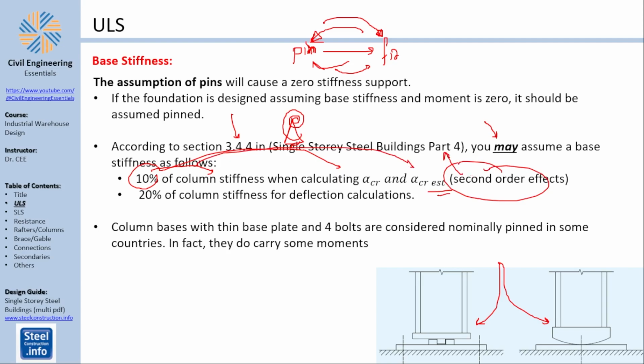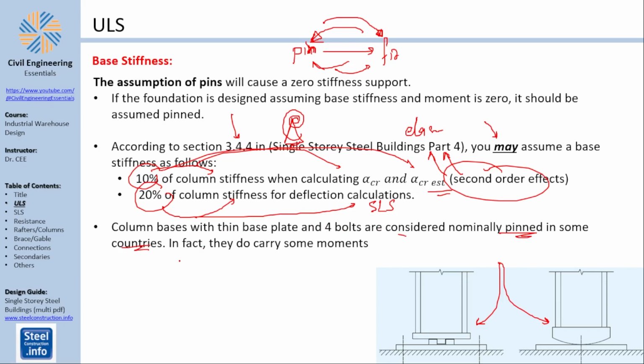I will not be dealing with it because I will rely on the elastic analysis. So this is not going to be covered by me. And you can use 20%. You don't have to, but you can use 20% of the column stiffness for deflection calculations when you use the SLS load case combinations. Column bases with a thin base plate and 4 bolts are considered nominally pinned according to the reference in some countries.